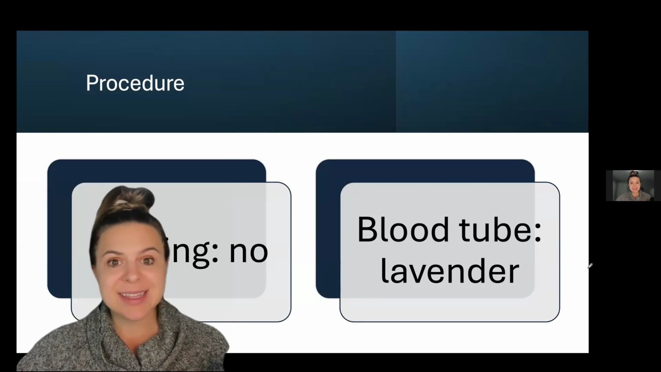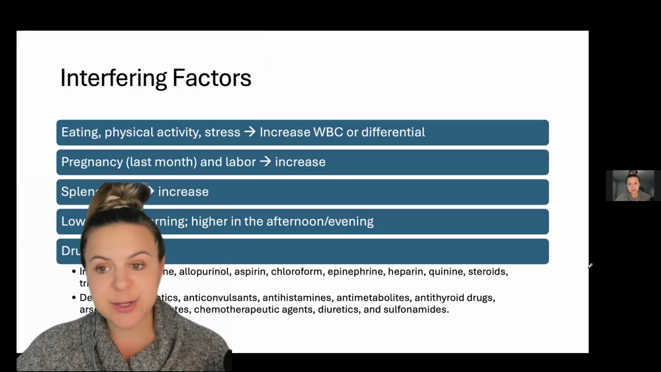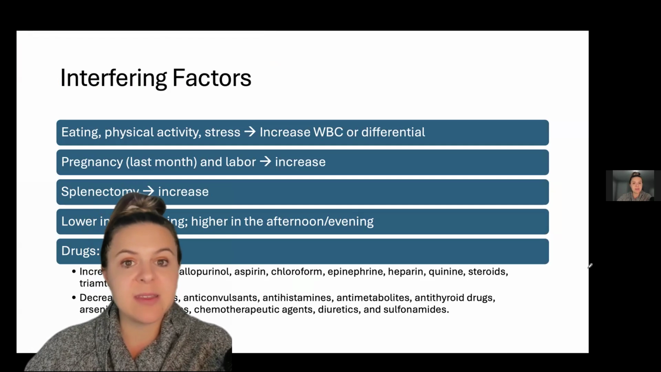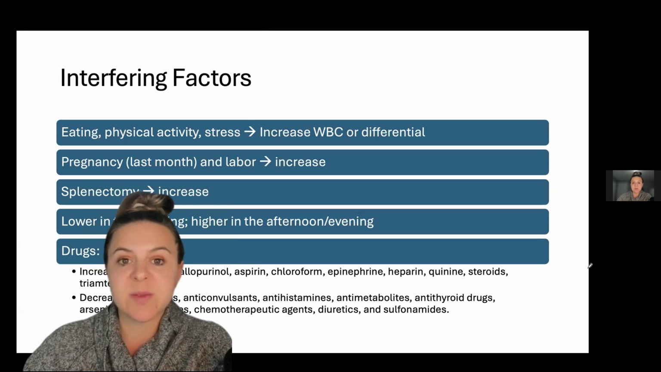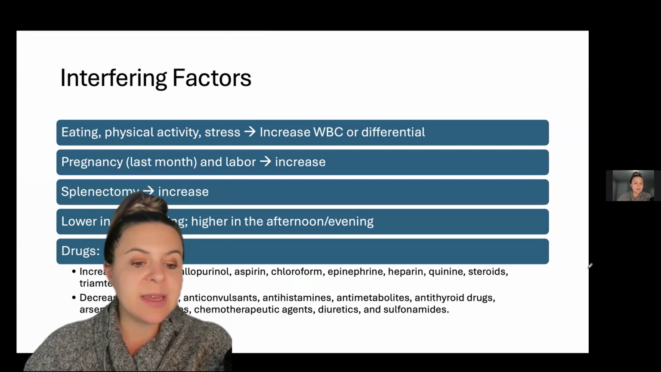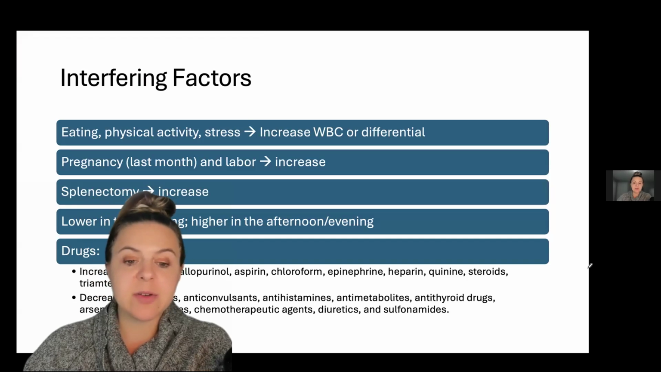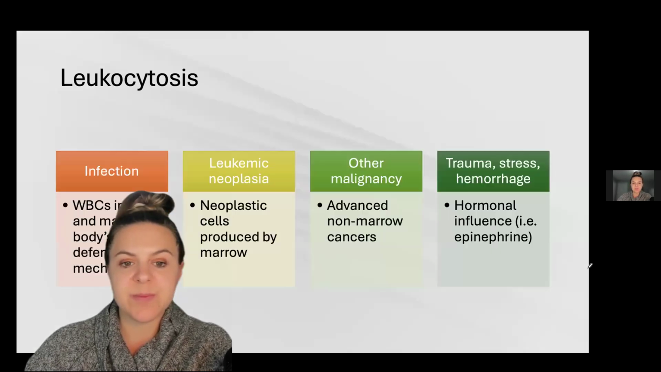The procedure is the same as all of our others. You do not need to be fasting. Your blood tube type is a lavender tube. And some interfering factors to keep in mind, any stressor on the body, so eating, physical activity, and actually mental emotional stress can increase white blood cell counts. Pregnancy and labor, specifically the last month of pregnancy, can increase, as well as a splenectomy. The values tend to be lower in the morning and higher in the afternoon or evening. And then there are lots of different medications and drugs that can either increase or decrease white blood cell counts.